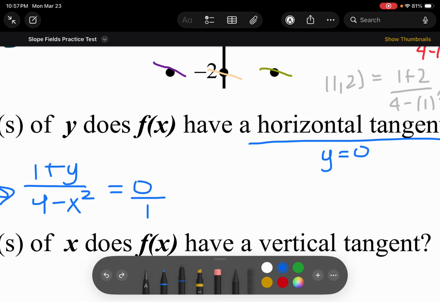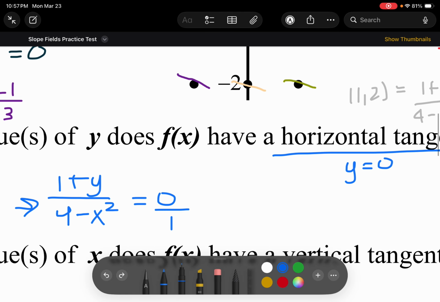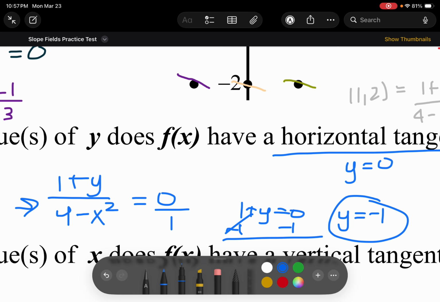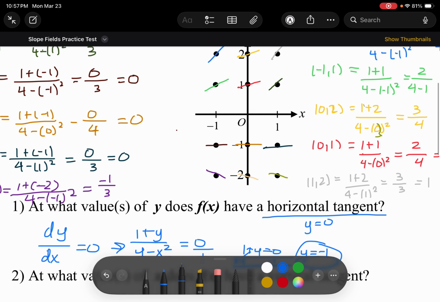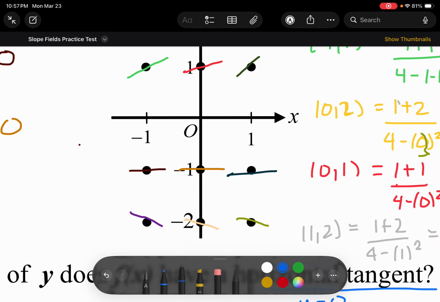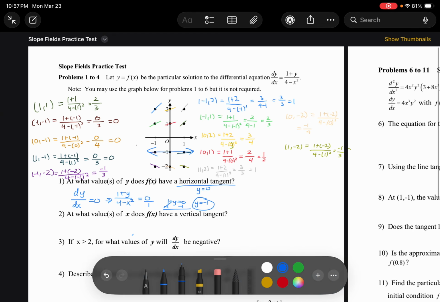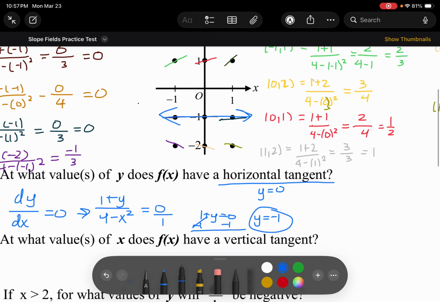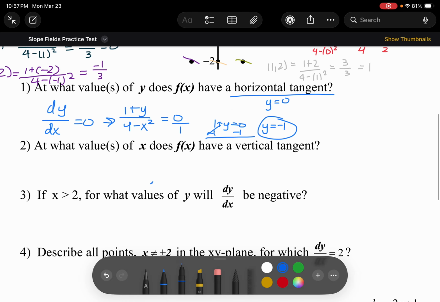Okay. So it's going to be 1 plus y equals 0, minus 1, which gives you y equals negative 1. You could not have done the algebra, and you could have looked at the graph here, because isn't there a horizontal tangent because these slopes are 0? Yeah, you did not have to do all that work. You could have used the graph, which saves you a lot of time. So that concludes question 1.